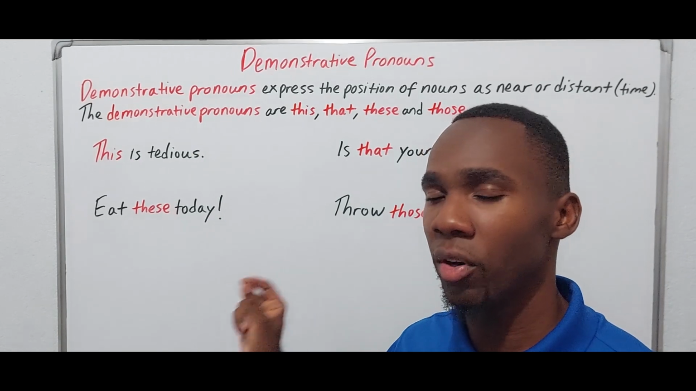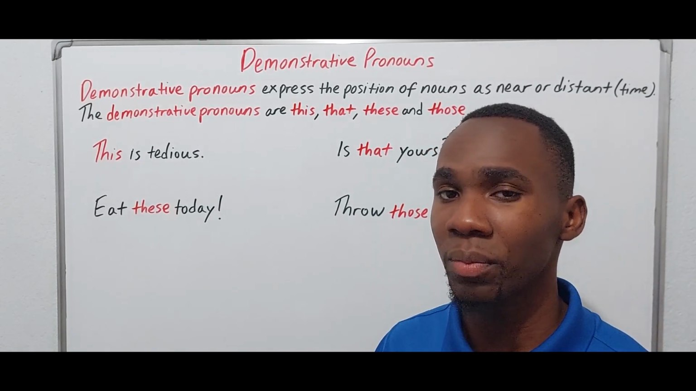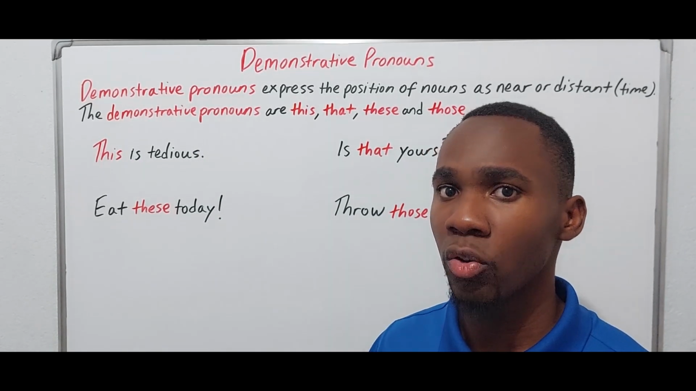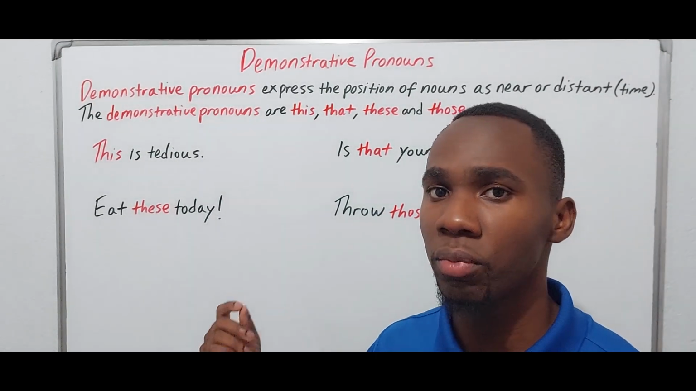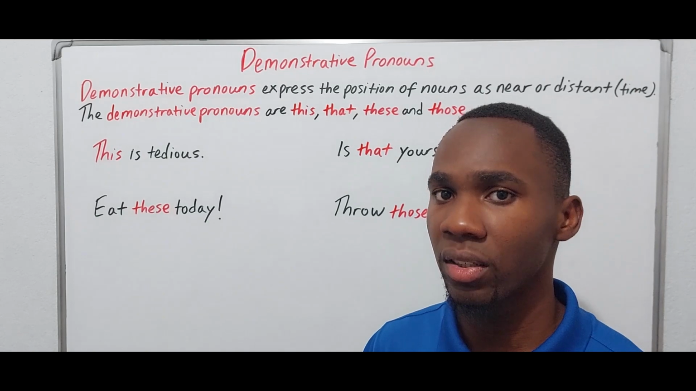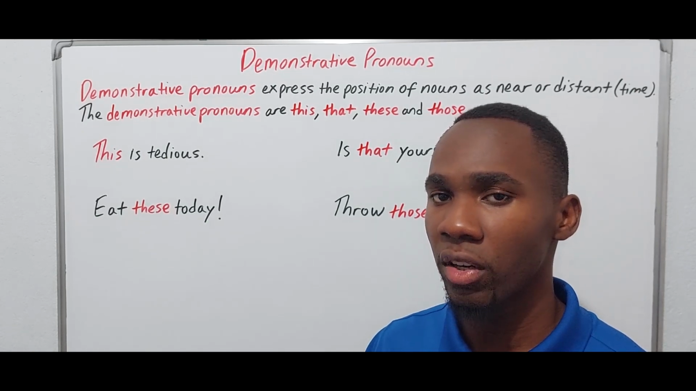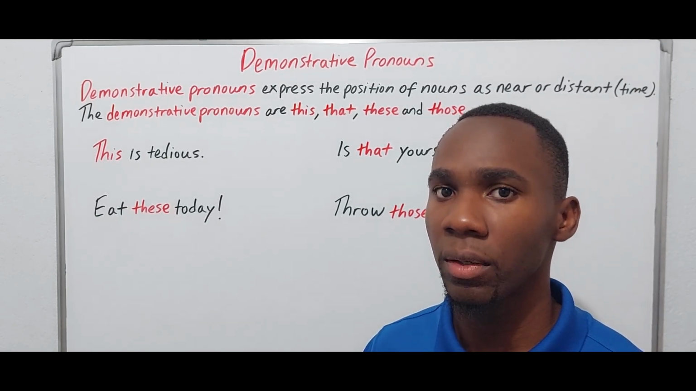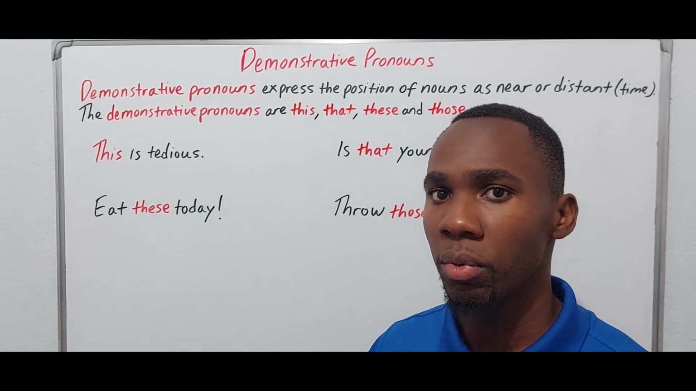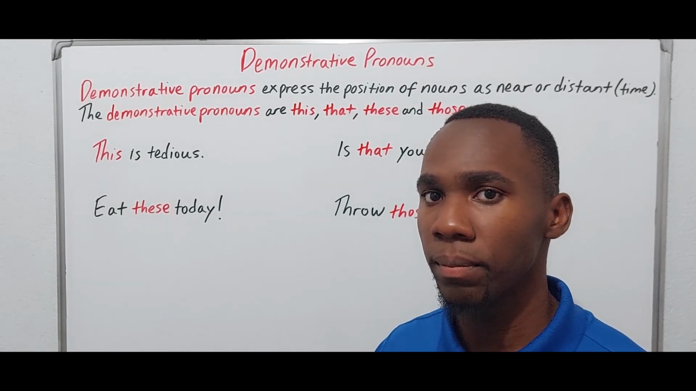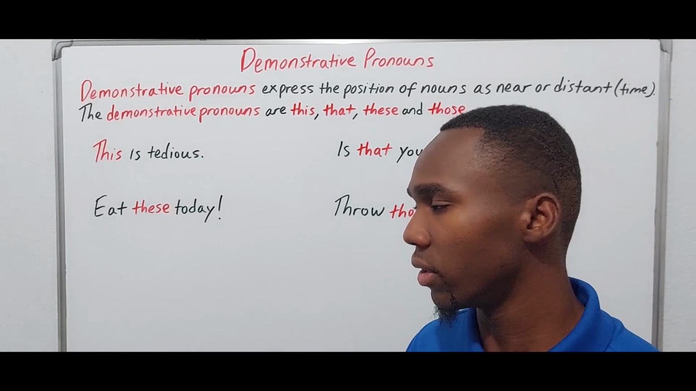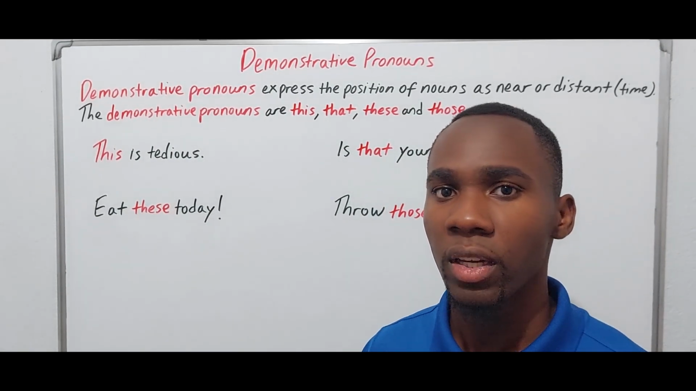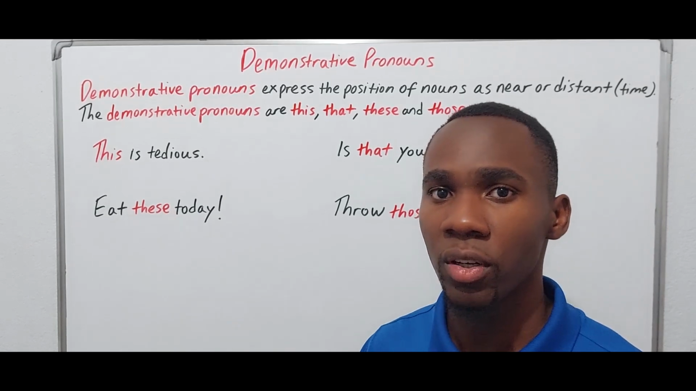But for it to be a demonstrative pronoun, it has to pretty much be on its own. It cannot go before a noun. So that's the distinction between a demonstrative pronoun and demonstrative adjective, right? So for it to be a demonstrative adjective, it must go before the noun, okay? So that's just an important distinction. Okay, so these are demonstrative pronouns.